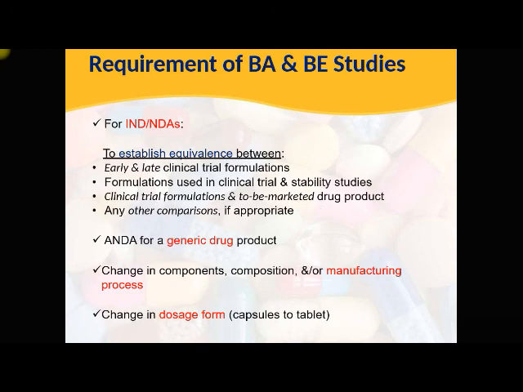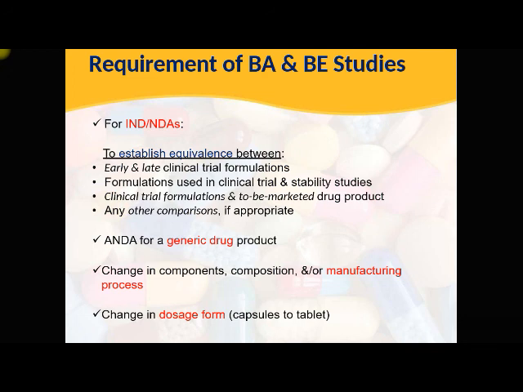Okay, so what are the requirements of BA studies for INDs or new drug applications? That is, the investigational new drug or new drug application. In this case, to establish equivalence between early and late clinical trial formulations. Second is the formulation used in clinical trials and stability studies. Then clinical trial formulations and to-be-marketed drug products, and any other comparisons if appropriate.